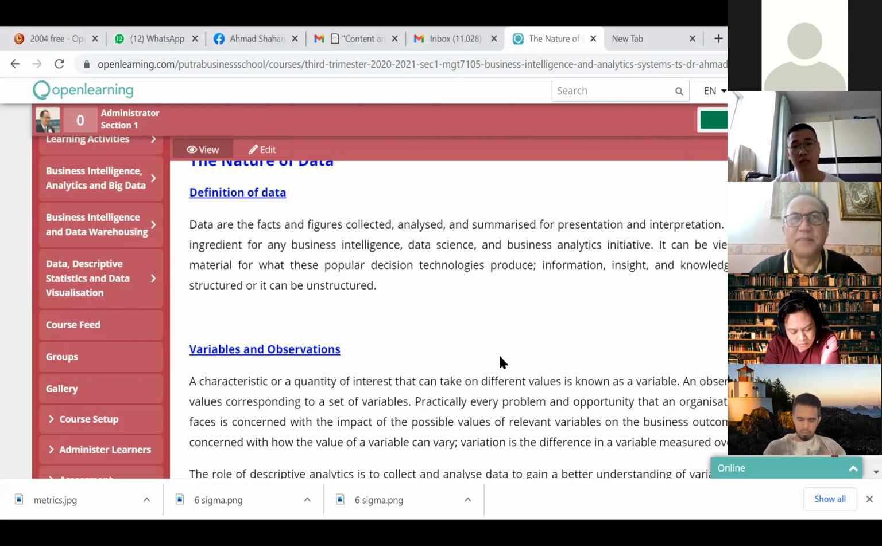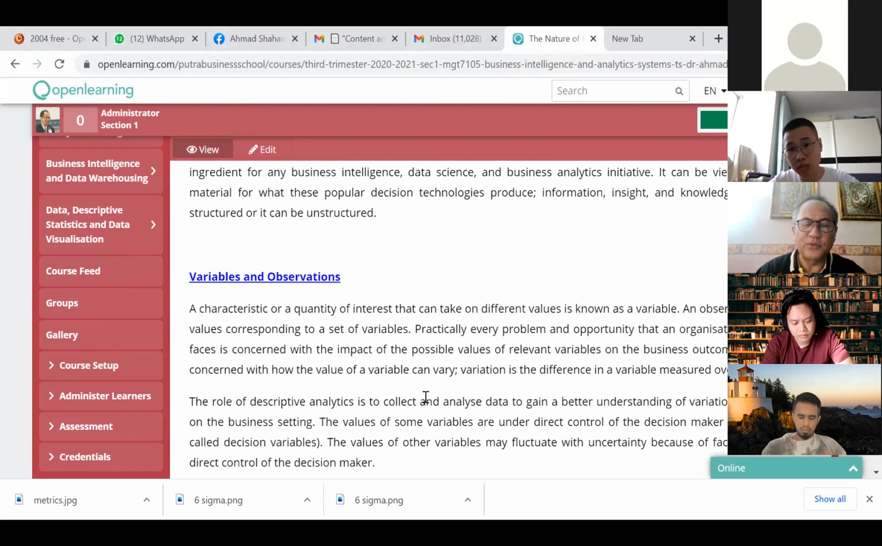Yeah. So the basic of all this is data, and these data are placed in what we call variables. What you want to measure is a variable. In general it is called a variable, so you can put anything there. It can be sales. It can be anything.